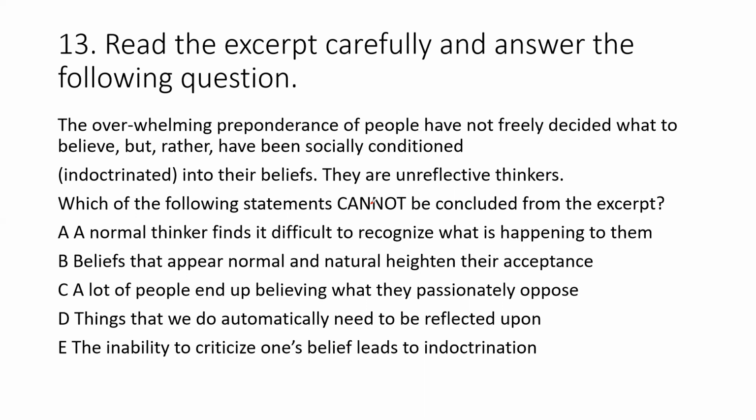So let's look at the options given to us and let's move. See, option A, a normal thinker finds it difficult to recognize what is happening to them. And that is what is discussed, that they're unreflective thinkers, so they find it difficult to recognize what's happening to them.